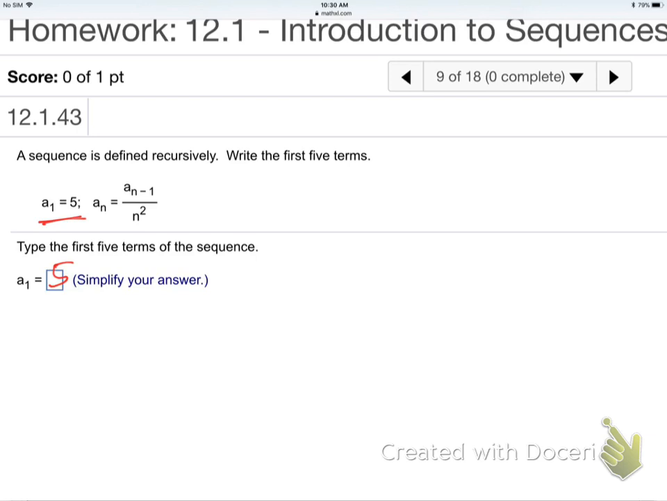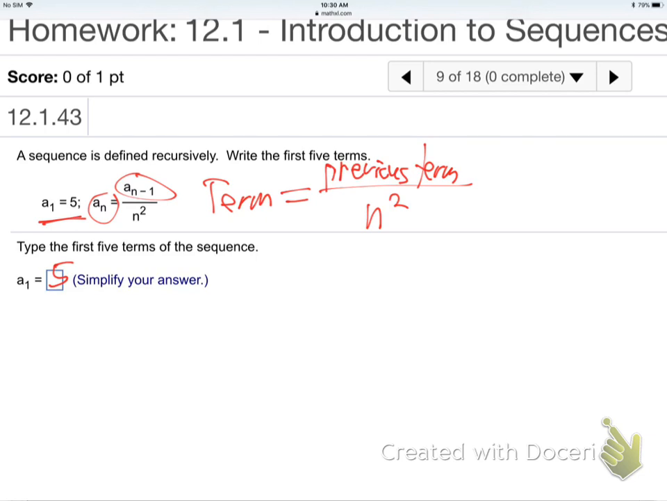Fractions. So what is this saying? It's saying any term is equal to... what does a sub n minus 1 always mean? Previous term. Right? n minus 1 is 1 back, over n squared. That's what that little formula is saying, right? Any term is the previous term over n squared. Everybody good with that? That's how a sub n is any term. A sub n minus 1 is 1 back, previous term. All right, so any term is the previous term over n squared.